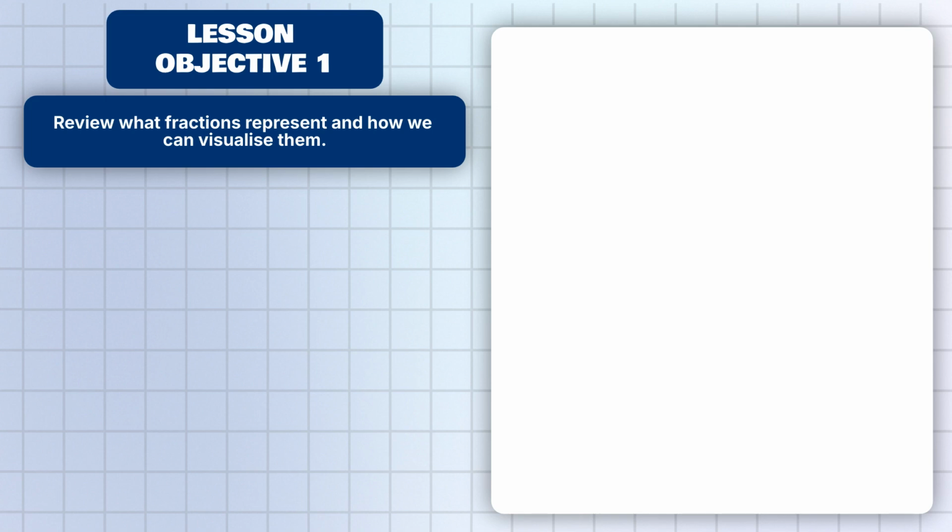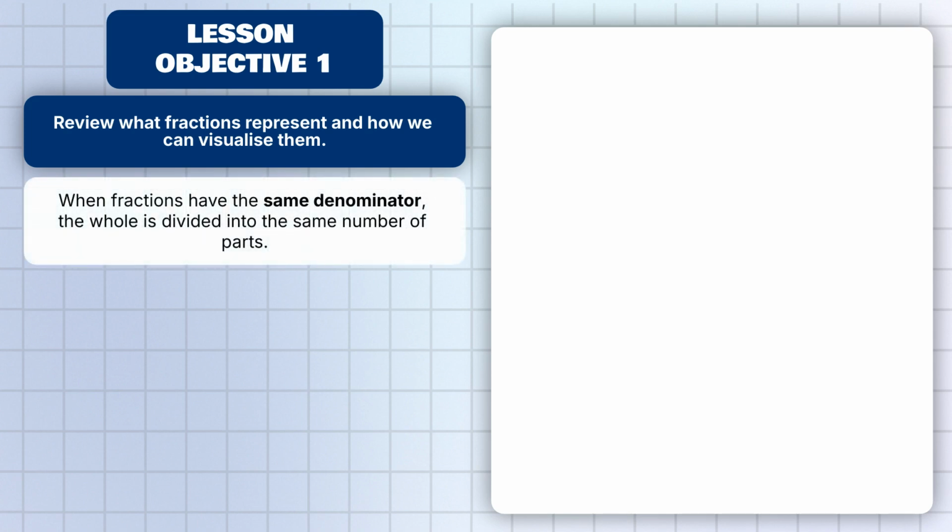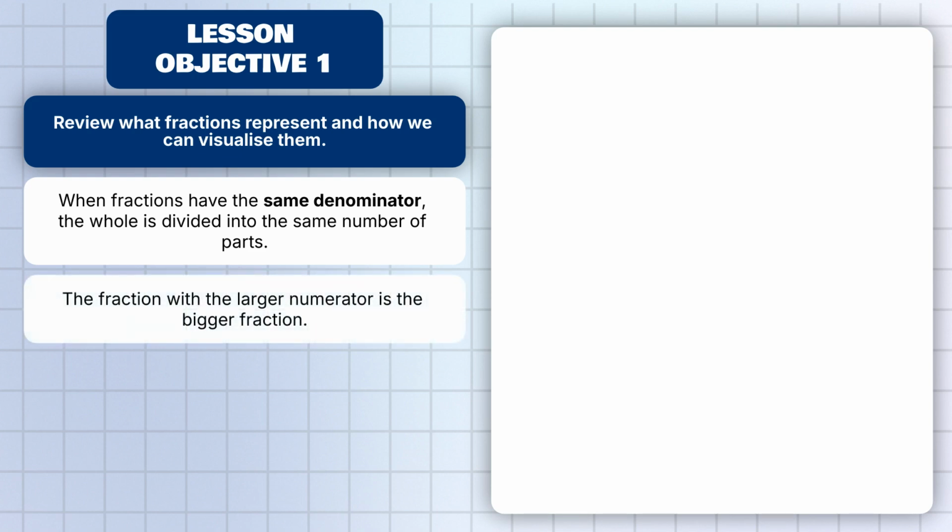We'll start with fractions with the same denominator, but a different numerator. When fractions have the same denominator, it means the whole is divided into the same number of parts. In this case, the fraction with the larger numerator is the bigger fraction. For example, if we compare 4/5 and 3/5, since both fractions are divided into 5 parts, we only need to look at the numerators. 4/5 means 4 parts out of 5, while 3/5 means 3 parts out of 5. Since 4 is greater than 3, we conclude that 4/5 is larger than 3/5.